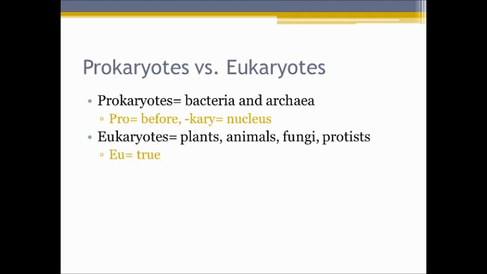So the main distinction between prokaryotes and eukaryotes. Prokaryotes are found within bacteria and archaea. Eukaryotes are found within plants, animals, fungi, and protists. For the word prokaryotes, pro means before and kary means nucleus. So bacteria and archaea do not have an actual nucleus. There's no membrane-bound place for the genetic code to sit. In eukaryotes, eu means true, so they have a true nucleus, and they have a membrane-bound organelle that holds all the genetic information.